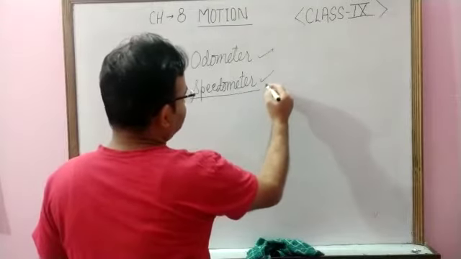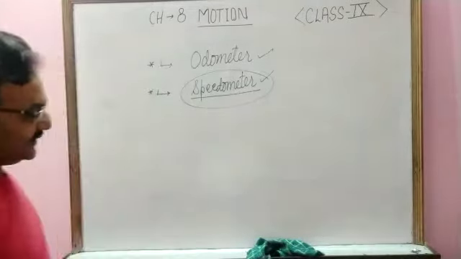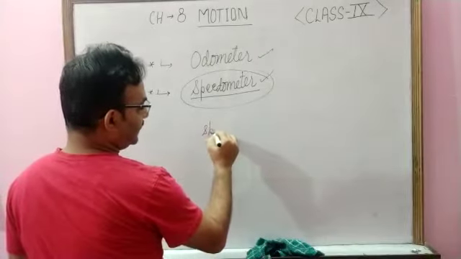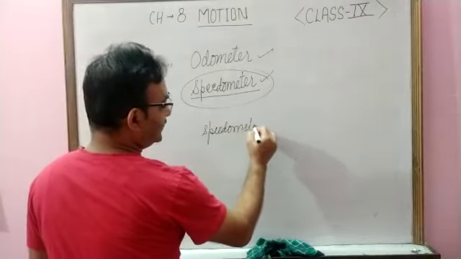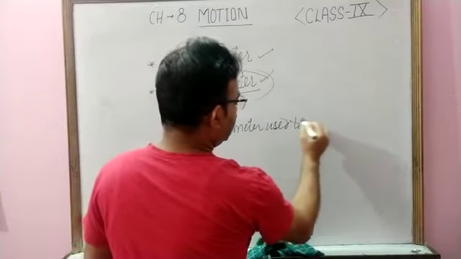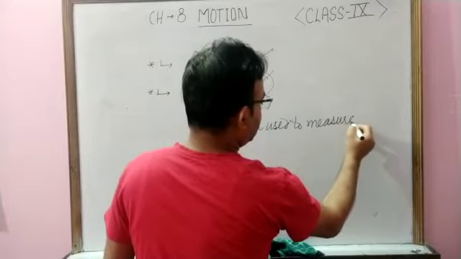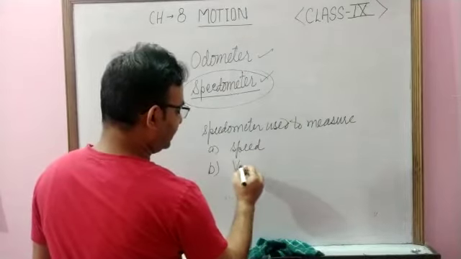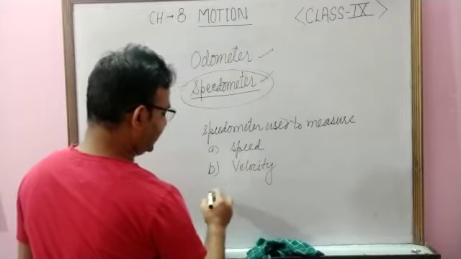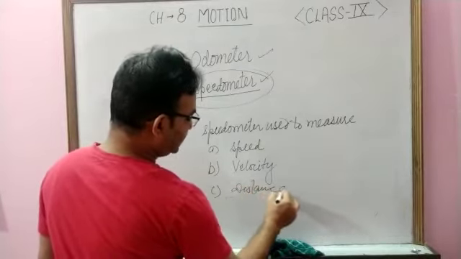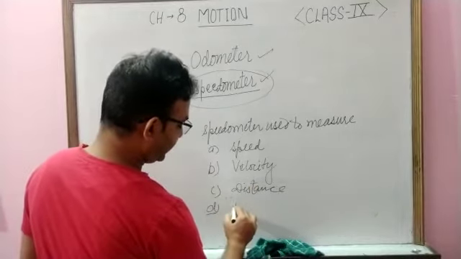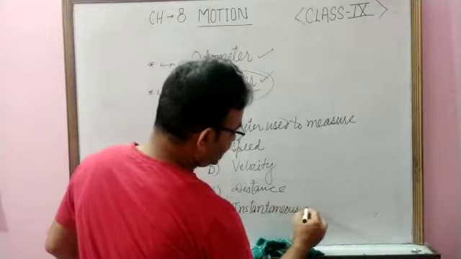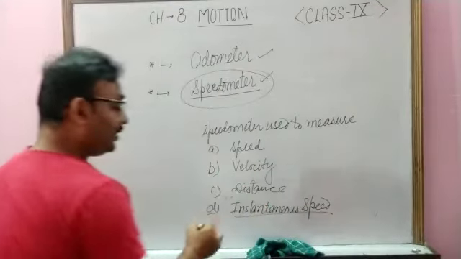Sometimes students get confused in this case. They used to ask a question like this. Very, very important. The speedometer is used to measure: A. Speed, B. Velocity, C. Distance, D. Instantaneous speed.